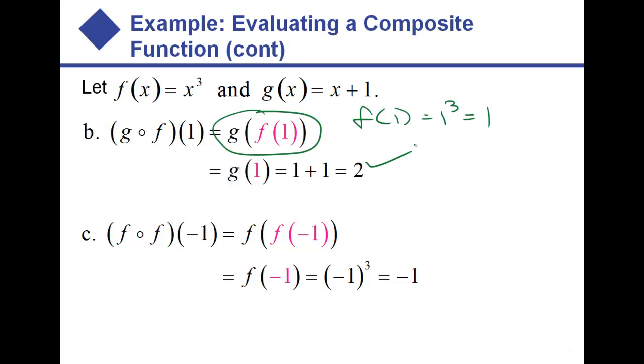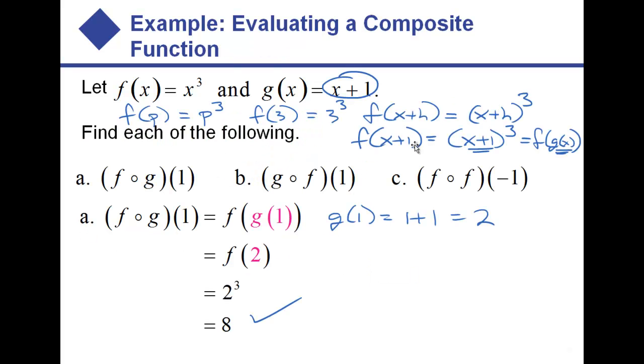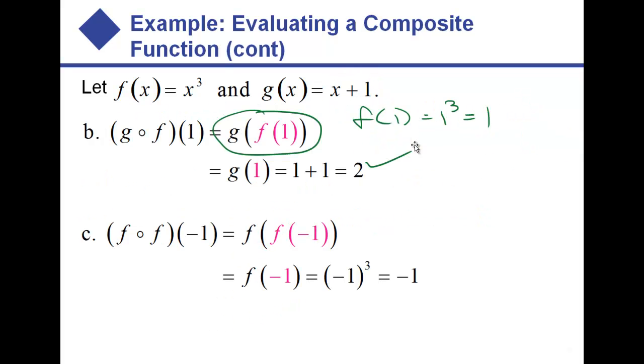Now you'll notice the answers are different. We got 8 when we did f of g. We got 2 when we did g of f. So what does that tell you about f of g and g of f? It tells you they're not the same. They can sometimes equal each other, and if they do, then those two functions f and g have a special relationship. We'll talk about that later.